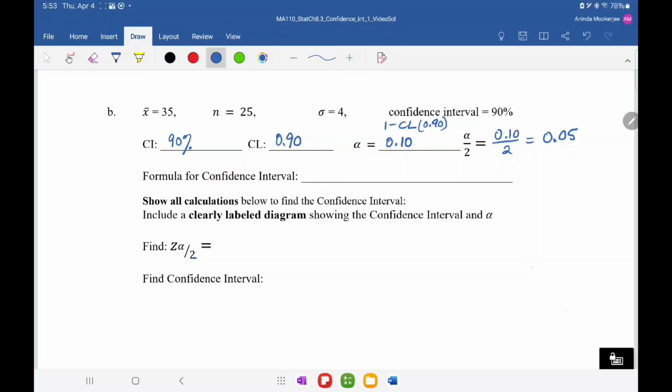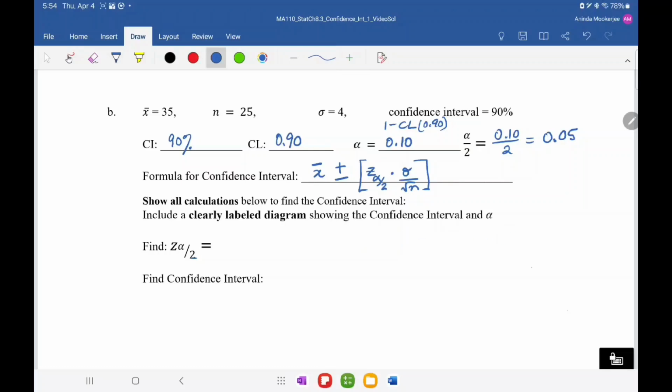All right. The formula for the confidence interval is the same that we used in the previous problem. It's going to be the x bar, the sample mean, and to it we add and subtract the margin of error, which is given by the formula z of alpha by 2 times sigma divided by square root over n. This sigma is the population standard deviation. And since we know the population standard deviation, we are going to use the z-interval procedure to find our confidence interval. Then it says show all calculations, which we will, but first we have to include a clearly labeled diagram showing the interval and alpha.